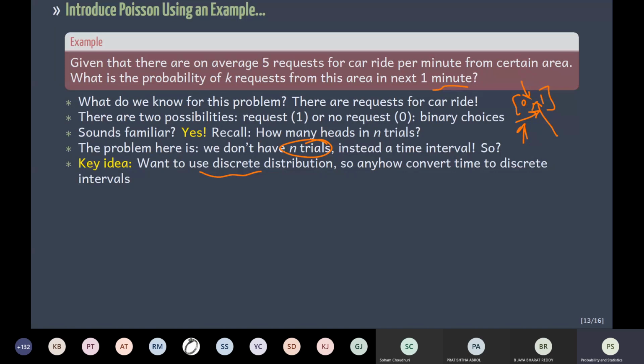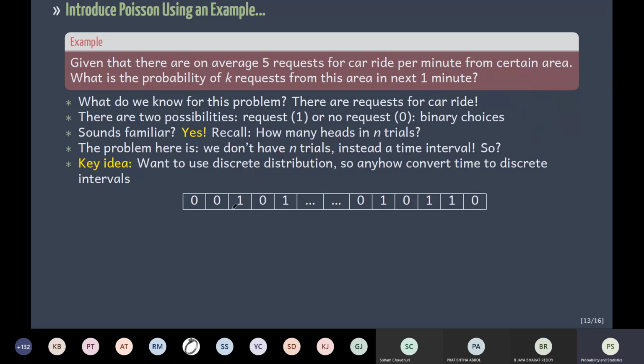So we get the idea now. We want to approximate this problem via binomial. We will approximate it by bins. Let us say this is the bin that I have calculated, and let us say these are the 60 seconds, and this is the first second, this is the second, and so on. And let us say this is the 60th second.